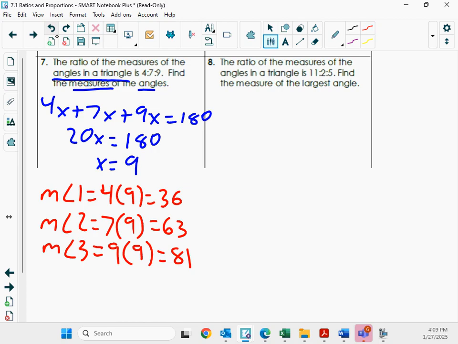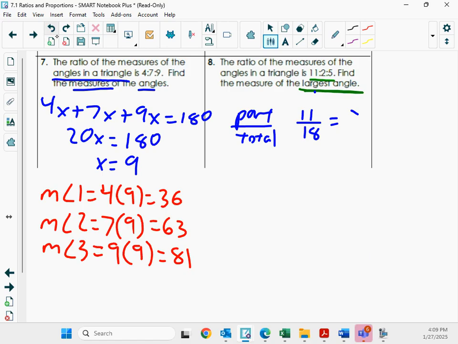How about this one? The ratio of the angles is 11 to 2 to 5. I just want to find the largest angle. I don't need to find all three of them. Now, if I want to do that, I absolutely can. Nothing wrong with that. I'm going to solve this one with the part over total way, though. So the largest angle, just the biggest one, has 11 parts out of 18 parts. 11 plus 2 plus 5 is 18.